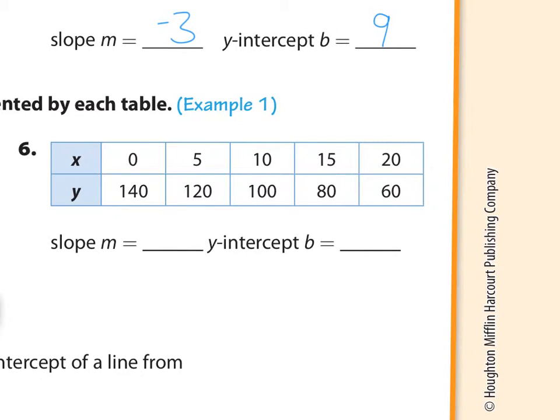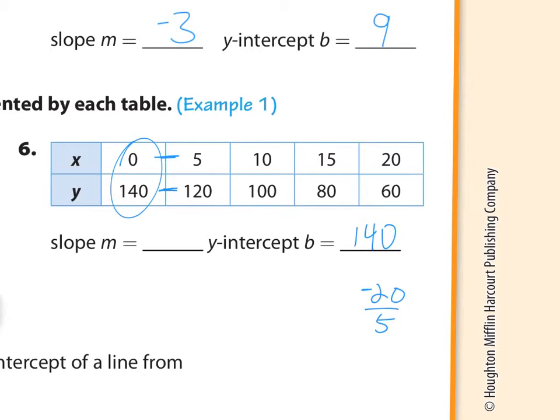All right. What's my y-intercept? 140. Good. 140. All right. And then my change in y was 20. My change in x was 5. I'm sorry, it's a negative 20 because we're going down. So negative 20 over 5.